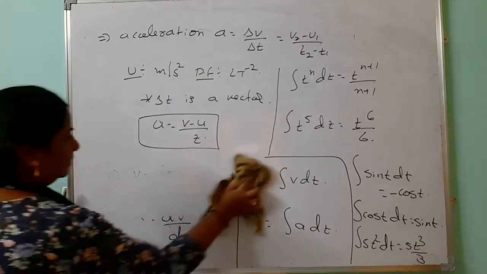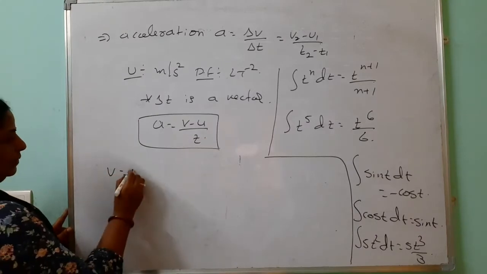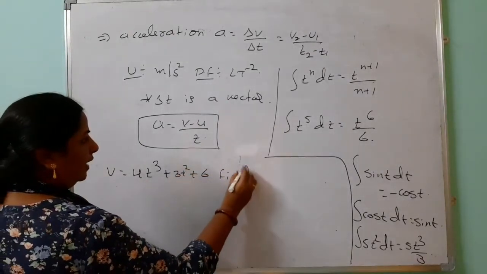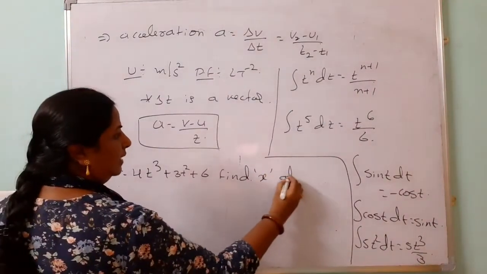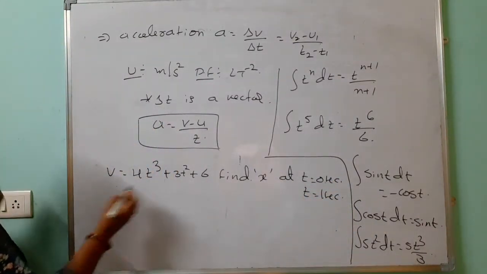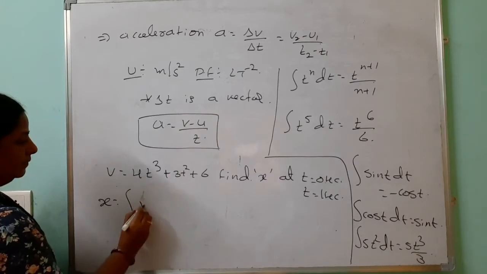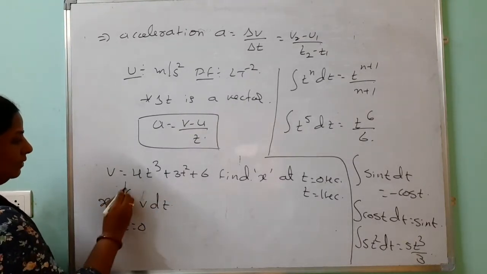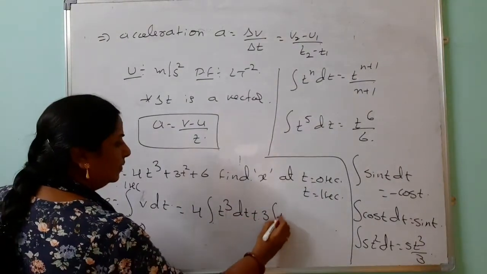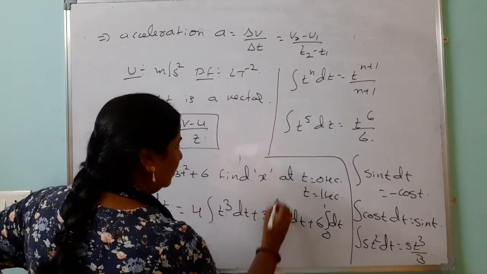One problem we are doing based on this. Suppose they give velocity equals 4t cube plus 3t square plus 6. Find the displacement from t equals 0 seconds to t equals 1 second. How to find it? Displacement: just now you know that x equals the integration of v dt. The limits are t equals 0 to 1 second. Split this: 4 into integration of t cube dt, 3 into integration of t square dt, plus 6 into integration of dt. The limits are 0 to 1.